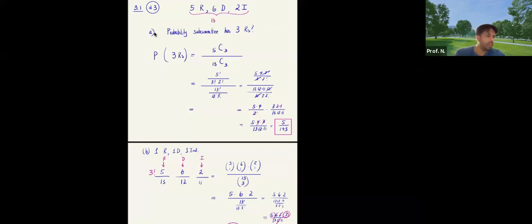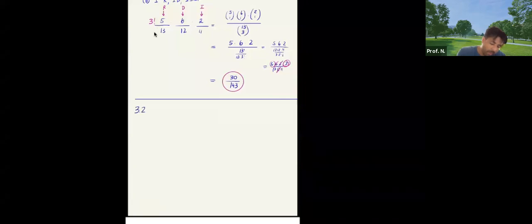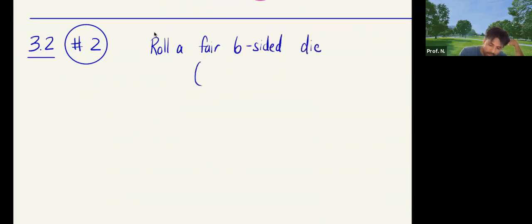Number 3.2, number 2, A, B, and C. All right. So 3.2, number 2. Yay, we roll a fair six-sided die, and we do this 5 times.